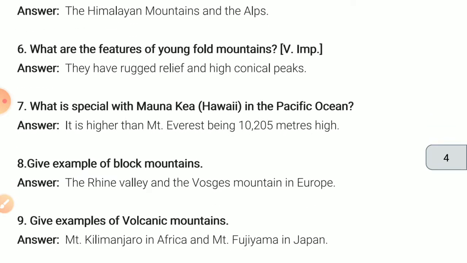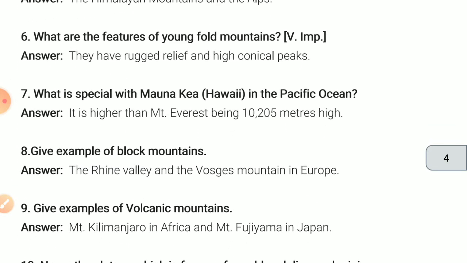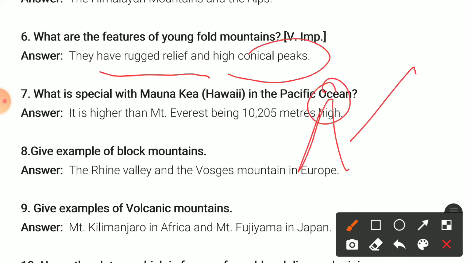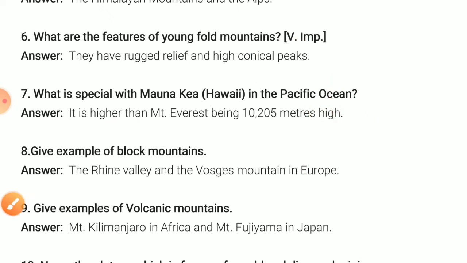So what are the features of young fold mountains? They have rugged relief and high conical peaks. We have discussed young fold mountains earlier in the chapter, and in the past few minutes we have discussed young fold mountains.